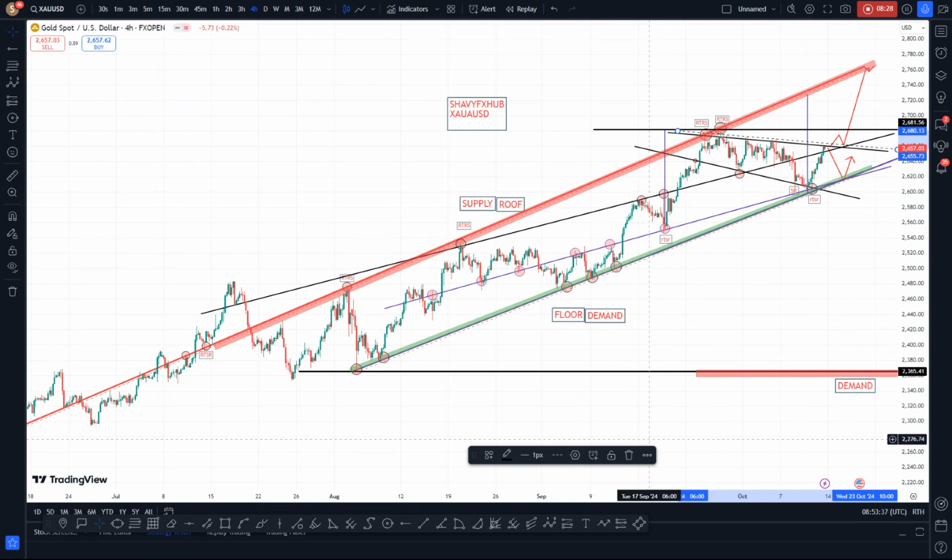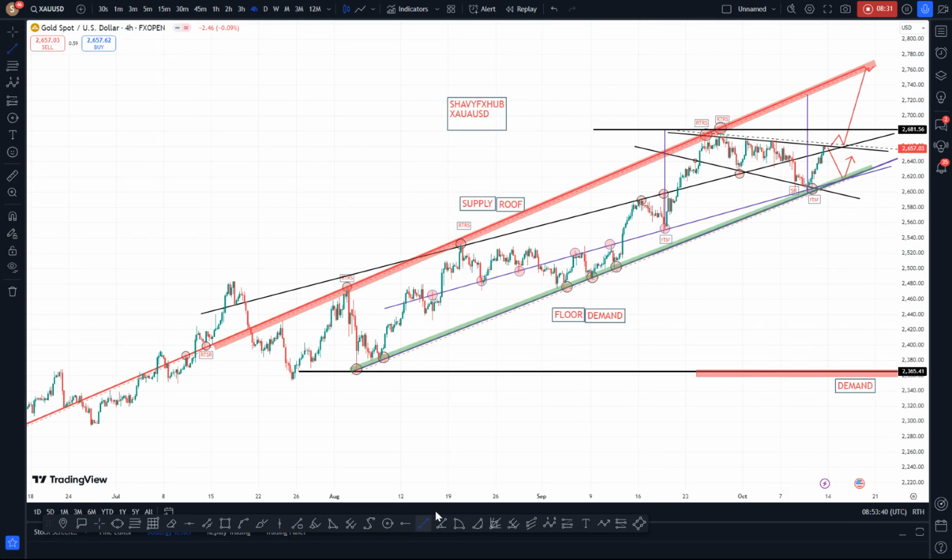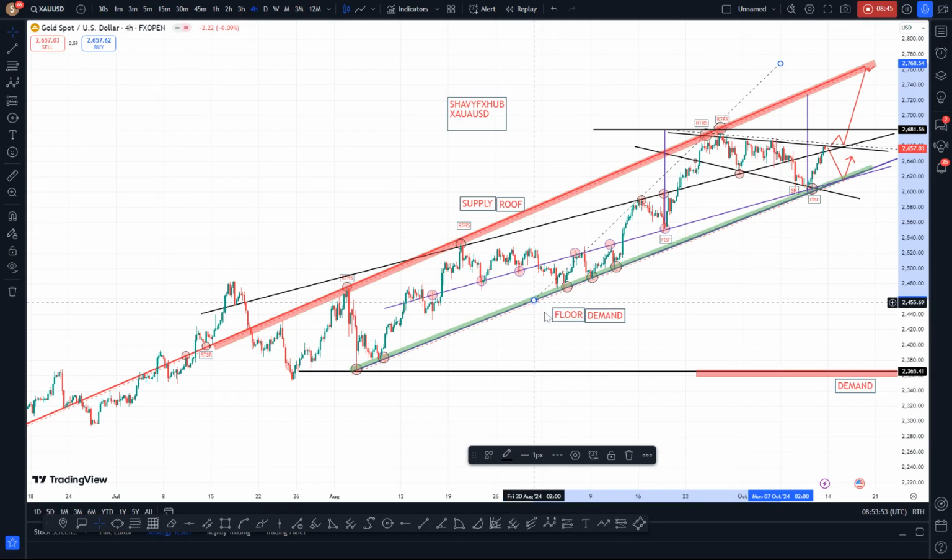We have another midterm roof which we want to add, because we take note of every roof. Roof is very important. You sell on the roof and buy on the floor. There cannot be any strategy greater than that. You sell from the roof and buy from the floor. Forget about the people who play with it. Forget about them. So this is what we will do. This is another roof.